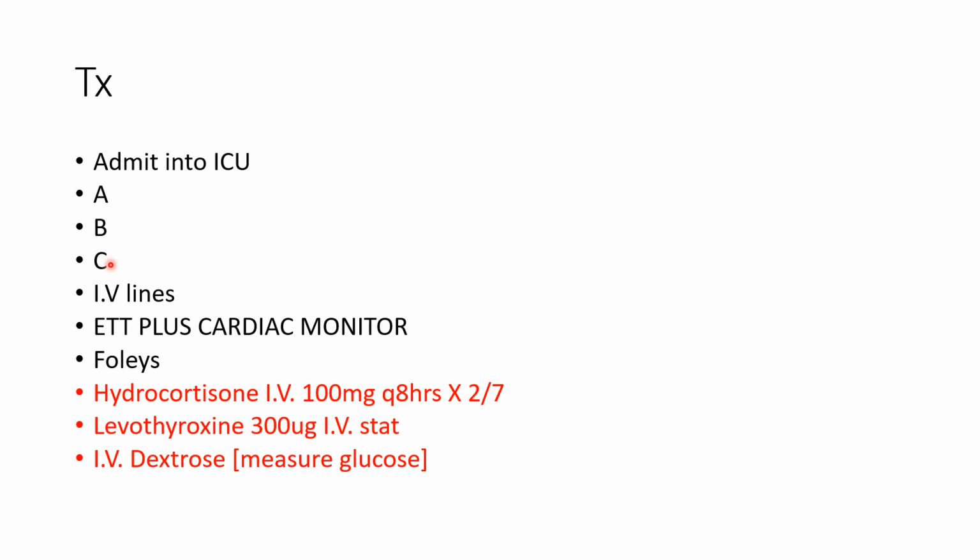Heart sounds. You auscultate for murmur, fluid in and out, capillary refill, pulse, urinary catheter, bladder catheterization, cardiac machines hooked up, IV lines, two of them, ETT plus cardiac monitoring, Foley's. Hydrocortisone, 100 milligrams every 8 hours for 2 days, levothyroxine, 300 micrograms intravenously start.